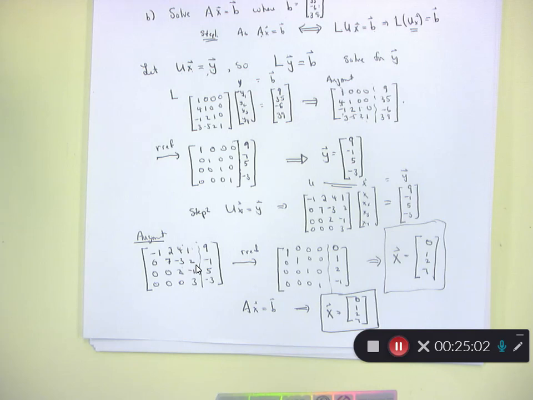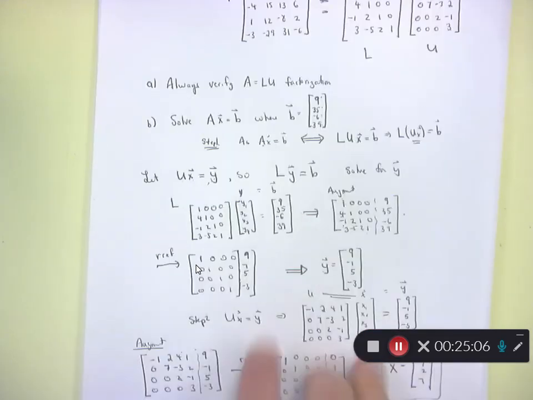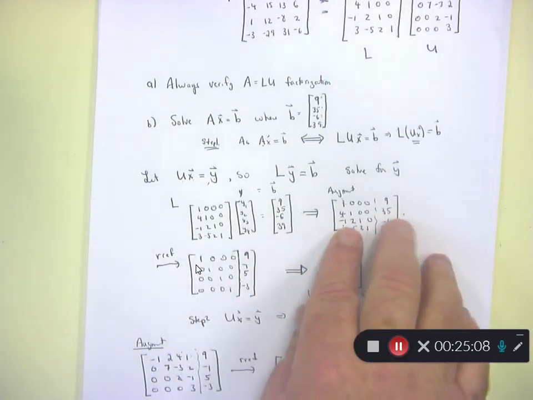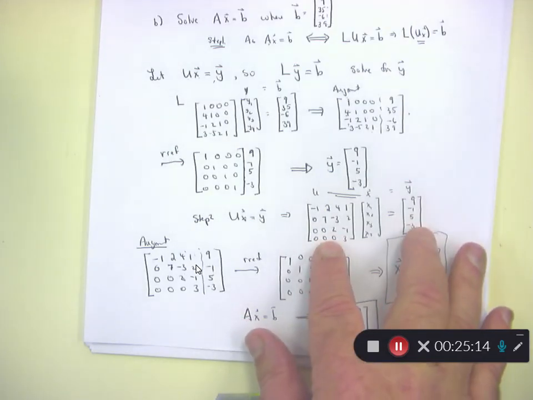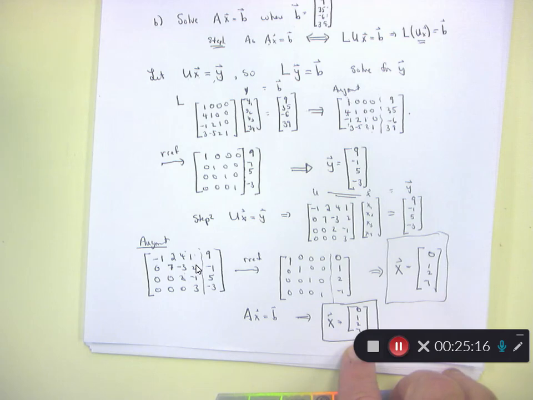With this, I'll probably let you use the calculator to go from L augmented with b and solve for y, and then take your U, augment with y, and solve for x. I may let you use the calculator to do that, because you guys are experts at this. Otherwise it's probably going to take you so long.